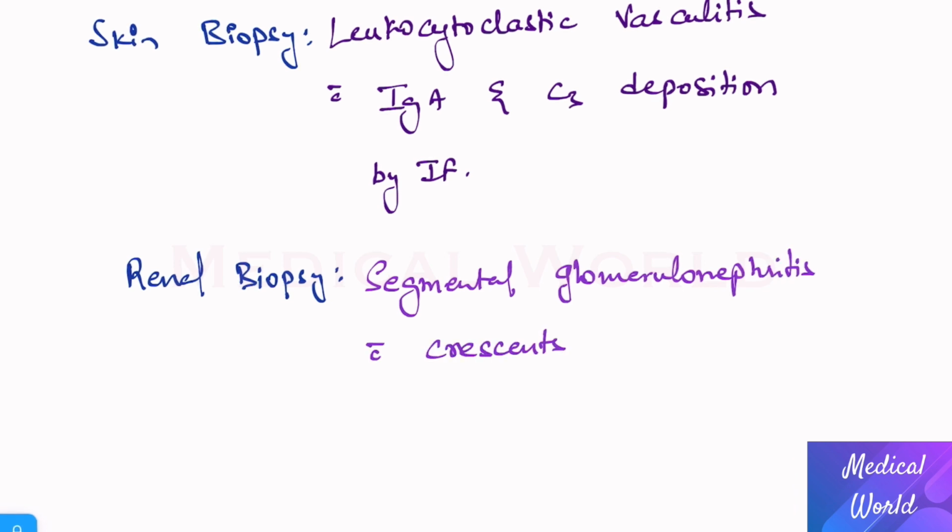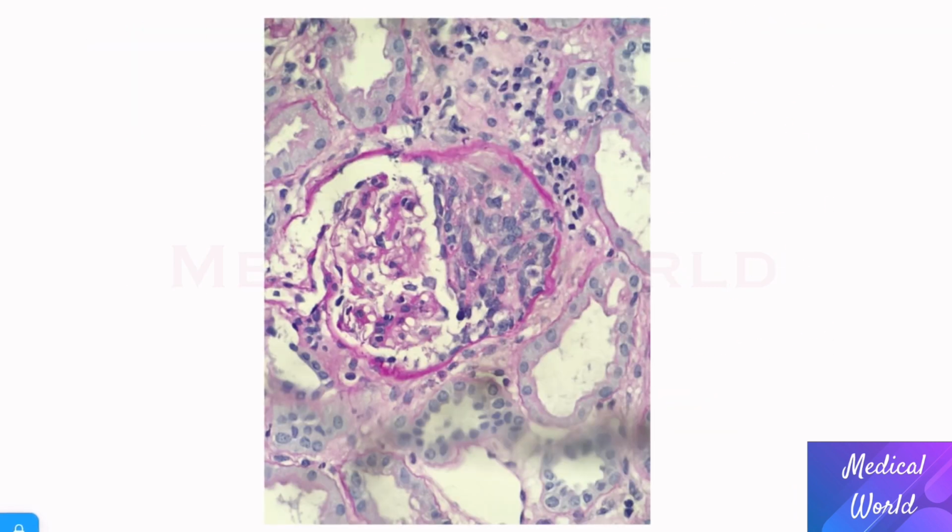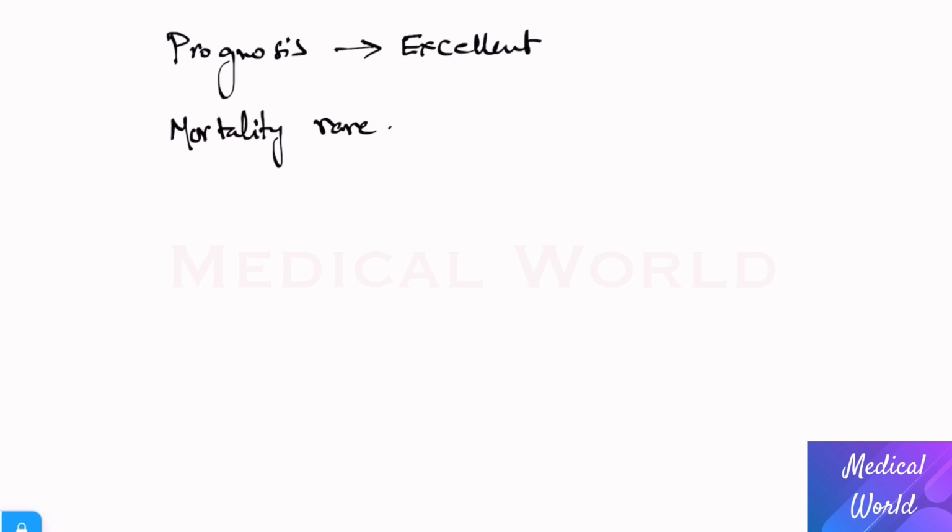On renal biopsy, we can see a segmental glomerulonephritis with crescents and mesangial deposition of IgA. So that is the biopsy. This is the HP image that I kept. See that present over the image. Next, coming to the prognosis, it is an excellent prognosis for this disease, and mortality is very rare.